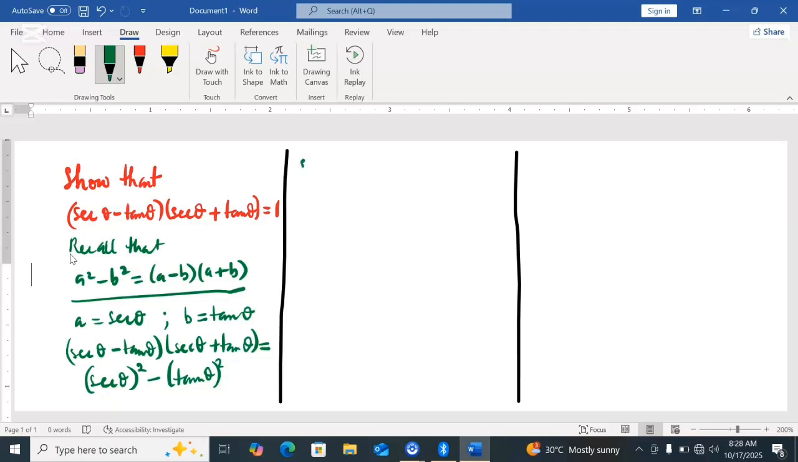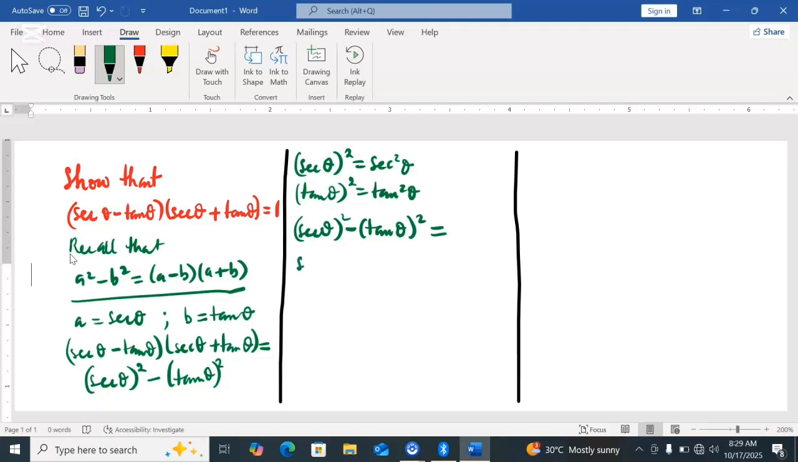Now please take note that in trigonometry we write (sec theta) all squared as sec squared theta, while we write (tan theta) all squared as tan squared theta. That means that (sec theta) all squared minus (tan theta) all squared can now be expressed as sec squared theta minus tan squared theta. Now, holding on to this, let's go to recalling something else.